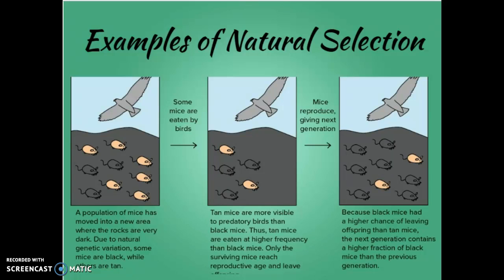Only the surviving mice reach reproducing age and leave offspring. Mice reproduce, giving the next generation. Because black mice had a higher chance of leaving offspring than tan mice, the next generation contains a higher fraction of black mice than the previous generation.